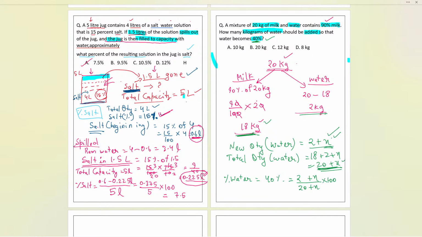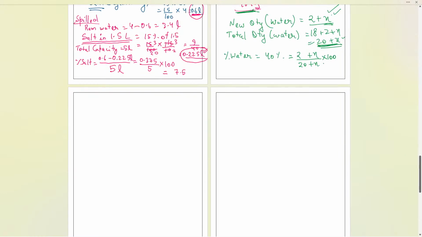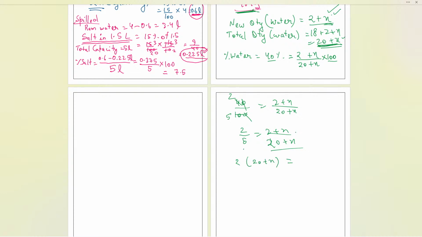Now we need to solve this part. Let me show you how. Take this 100 to the other side. It will be 40 by 100 equals 2 plus x upon 20 plus x. To simplify easily, cancel the zeros: 2 times 2 is 4, 2 times 5 is 10. So it will be 2 by 5 equals 2 plus x upon 20 plus x. Now take 20 plus x to the other side, giving 2 times 20 plus x, and take the 5 to the other side, giving 5 times 2 plus x.